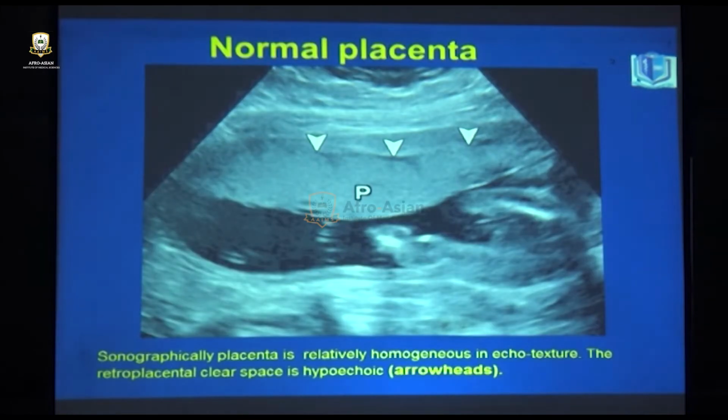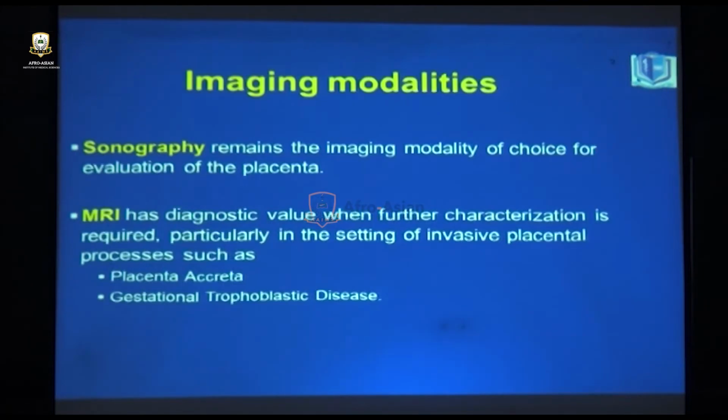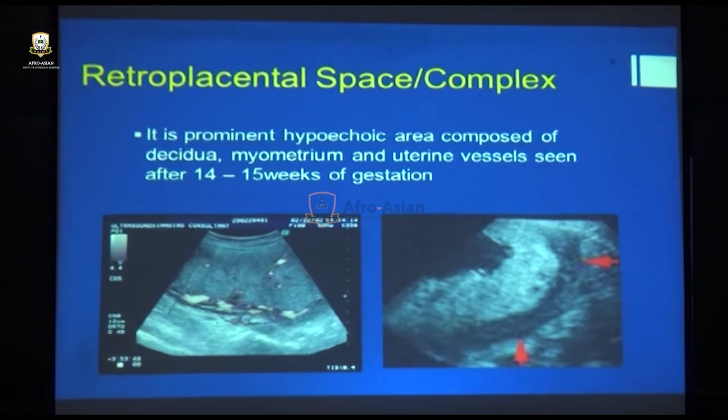This is how a normal placenta looks like. It's echogenic, it's homogeneous, and there is a small retroplacental hypoechoic space which is called retroplacental complex. That was the grayscale image, and we see on grayscale there is a hypoechoic complex which has immense importance in normal placenta and in pathological condition. And when we throw colors, we see normal, randomized, continuous flow in the retroplacental area.